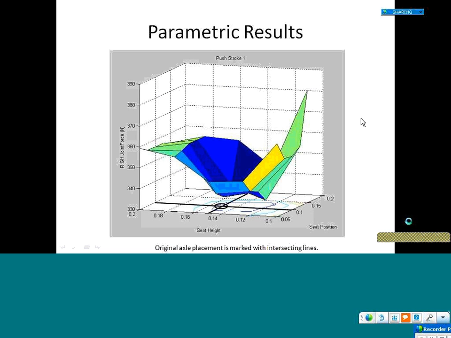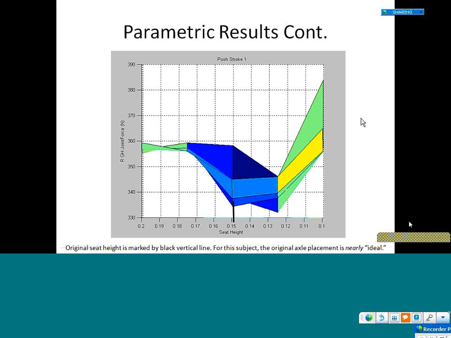So you can tell from the two black line intersection that it appears as if this individual is nearly ideal in their axial placement. But closer inspection reveals a true minimum with a seat height 2.5 centimeters lower than the current setup.